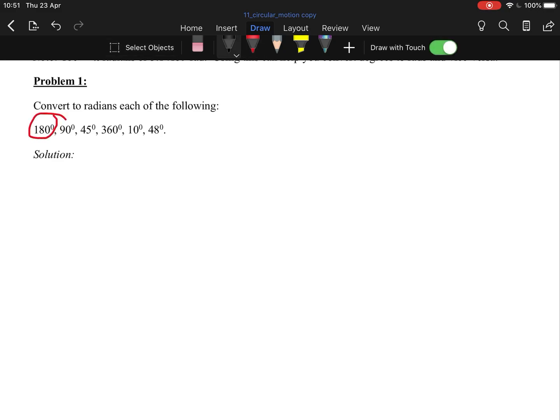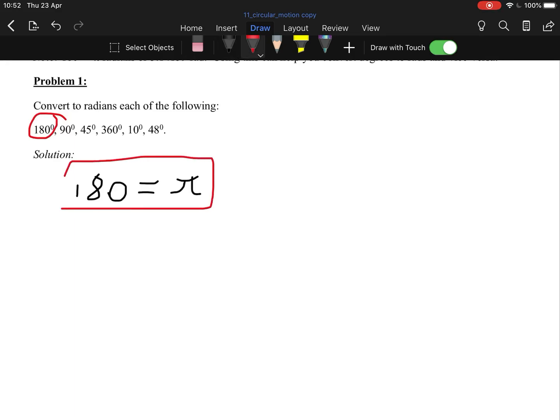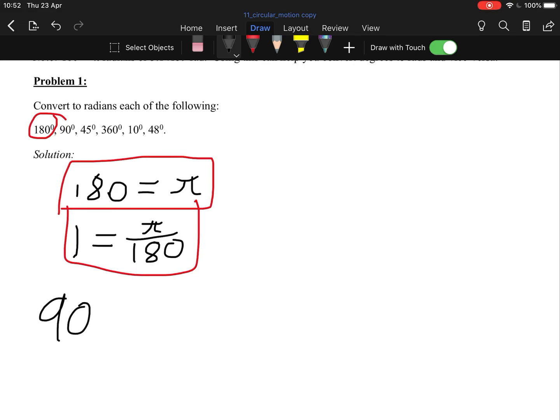The easiest one to remember is the first one here. 180 degrees equals pi. I think that's in your log tables as well. Remember that. That helps you answer every single one of these questions. So if you're ever asked to change from degrees into radians, this is how you do it. 180 equals pi, and that means 1 degree equals pi over 180. So now you can answer every question.